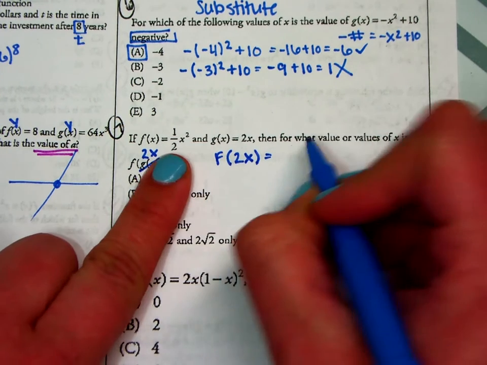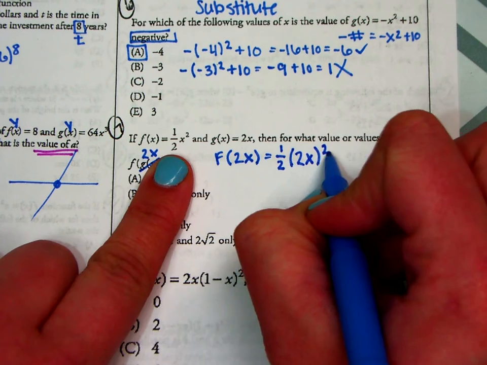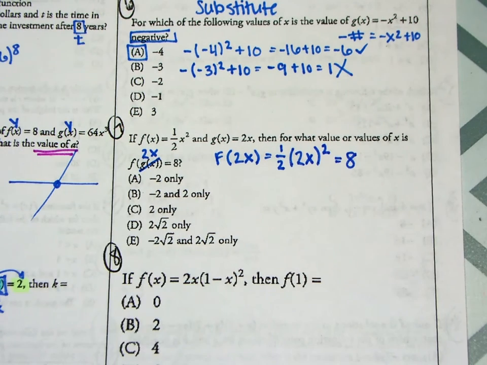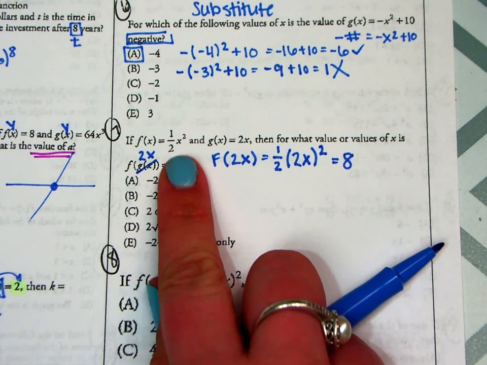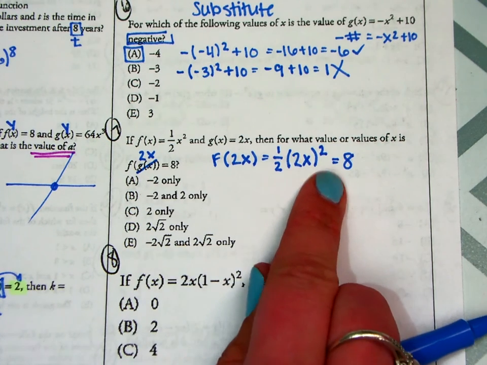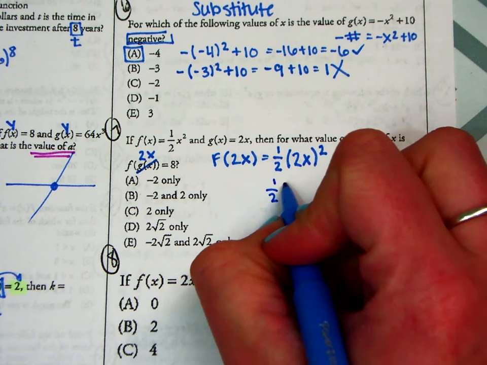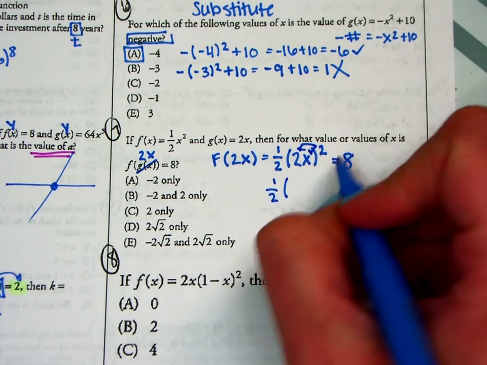So when I substitute, I'm going to get 1/2 times the quantity 2x squared. Now this equals 8. So at the end, substitute first, then you make it equal 8. So I'm just going to ignore that, complete the composition, and make it equal 8. So now to simplify, 1/2, distribute the squared because it's multiplying.